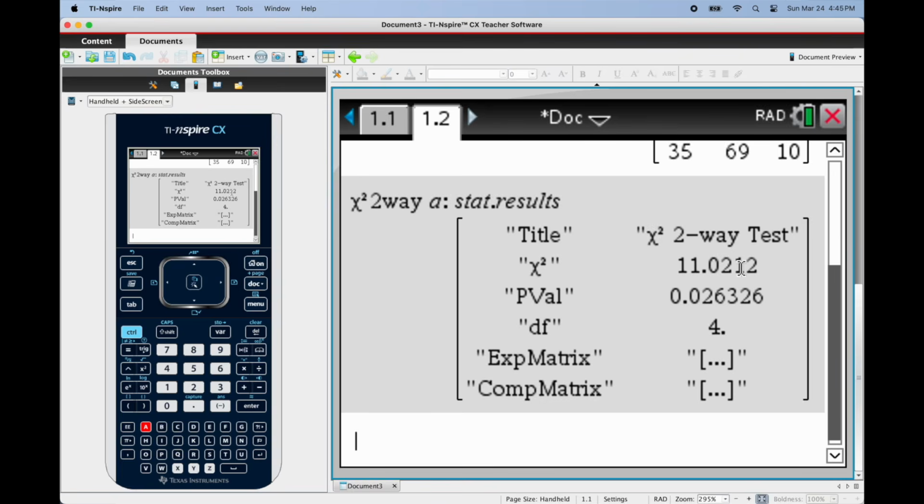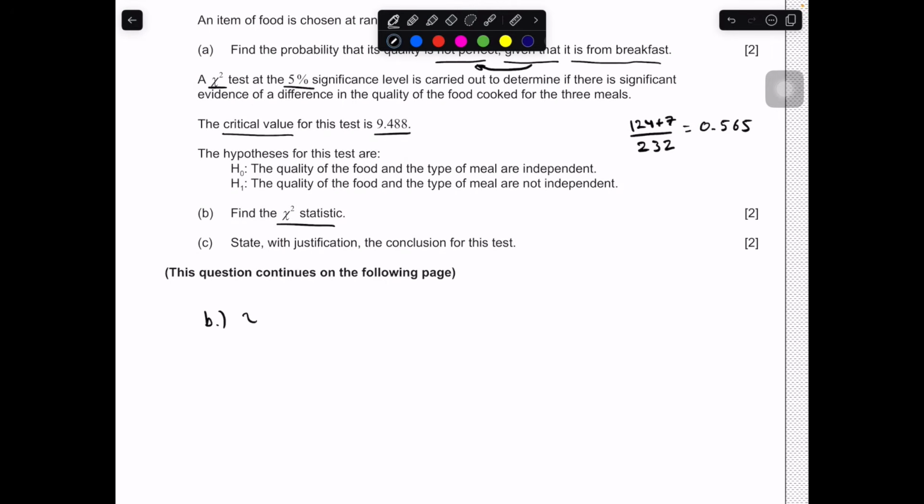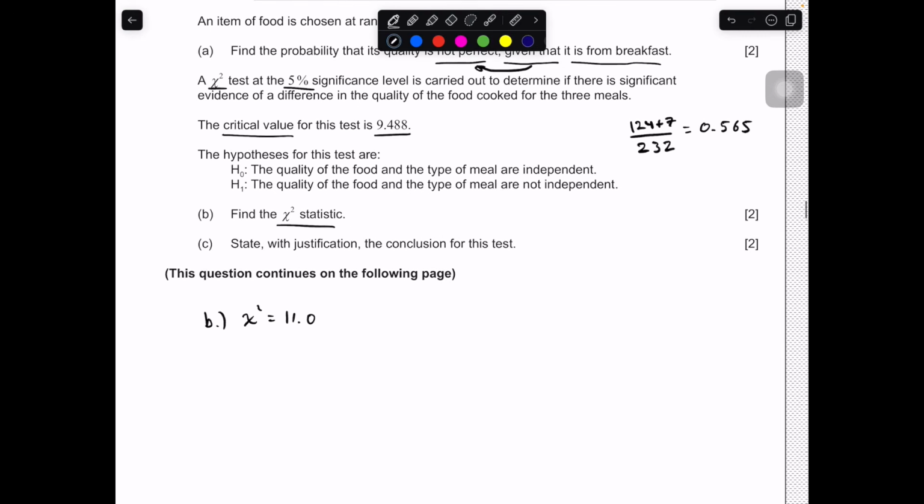Alright, let's work out B. Our chi-squared value is equal to 11.02, so just 11.0. And let's write out the p-value as well. P-value is equal to 0.0263 or 2.63%. Okay. State with justification the conclusion of the test.